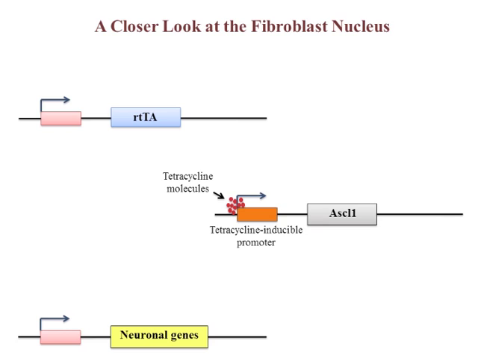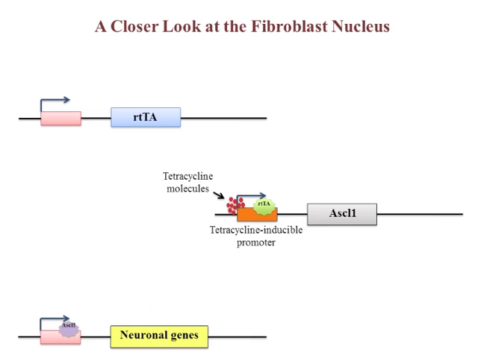Next, we look at what happens once all 4 plasmids are integrated into a fibroblast nucleus. First, the rtTA gene, which was integrated into the host cell genome by its virus, is transcribed and ultimately translated to make rtTA protein. The rtTA protein and tetracycline molecules that have been added to the cell medium bind at the tetracycline inducible promoter to induce the transcription of the ASCL1 transgene. As a result of this process, ASCL1 protein is produced.